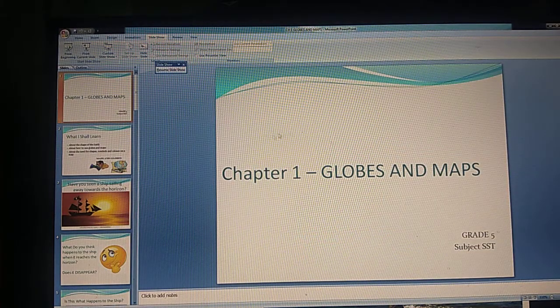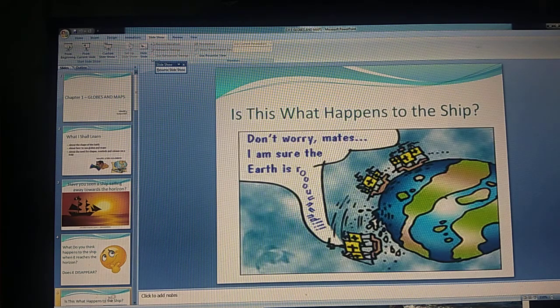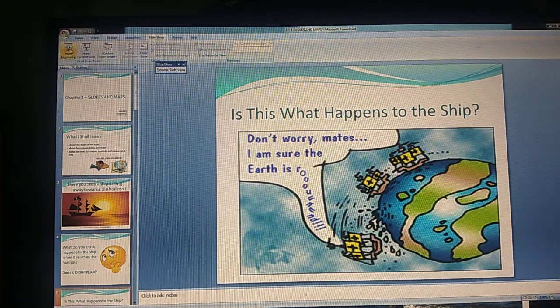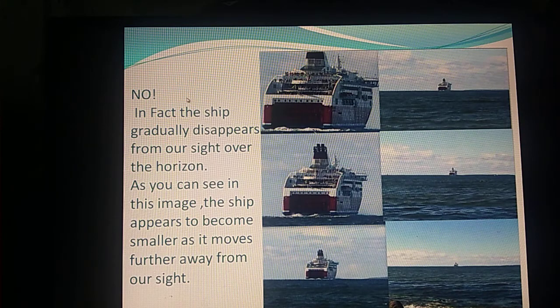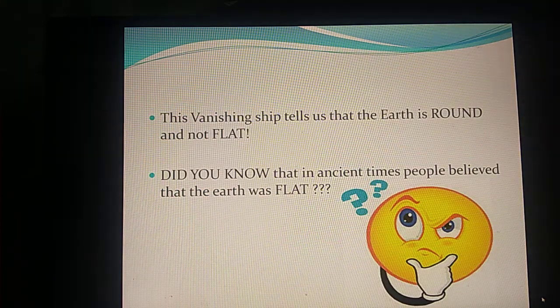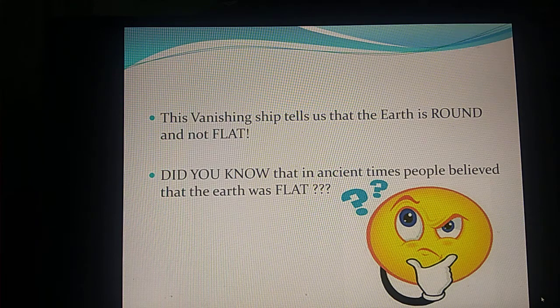First, you have the bow of the ship that disappears slowly. Then you have the rest of the ship which gradually disappears, and finally the mast of the ship that goes away further from our sight. So what does this tell us? This slow vanishing of the ship tells us that the shape of the earth is not flat and that it is round. It tells us that the earth is round.